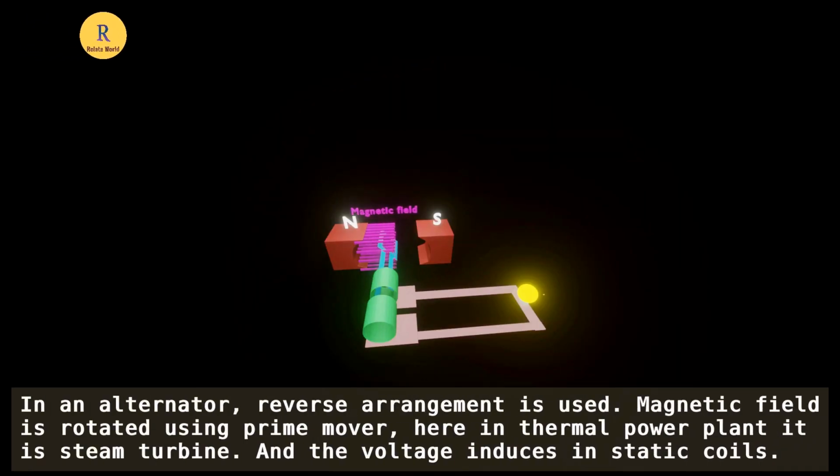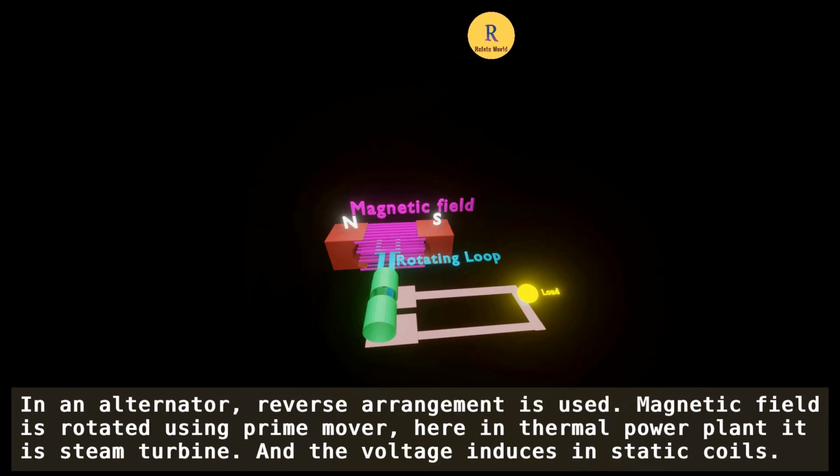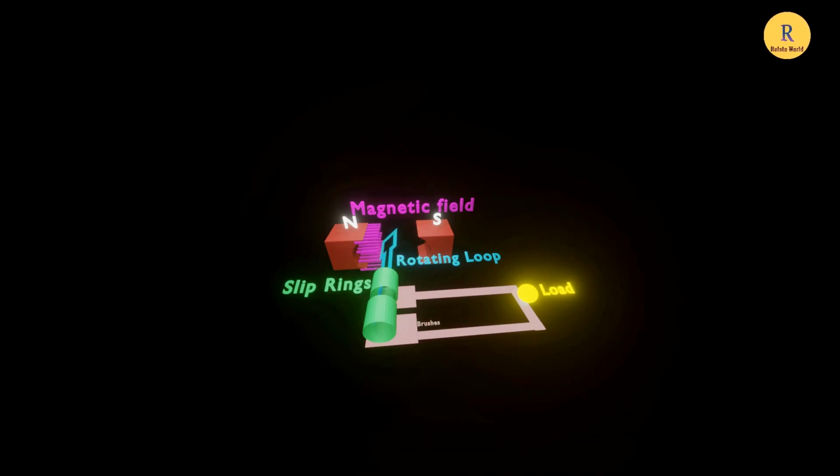In an alternator, reverse arrangement is used. Magnetic field is rotated using prime mover. Here, in thermal power plant, it is steam turbine, and the voltage induced in static coils.